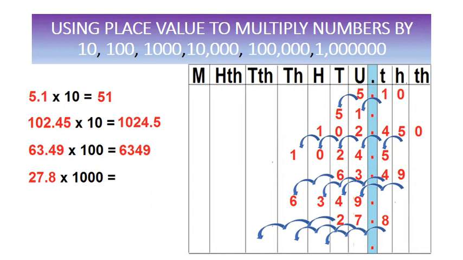And then another example with multiplying by 1,000 this time, a decimal number, 27.8. We know from before that each of those digits is going to move 3 places to the left because there are 3 zeros on 1,000. So the answer is 27,800.